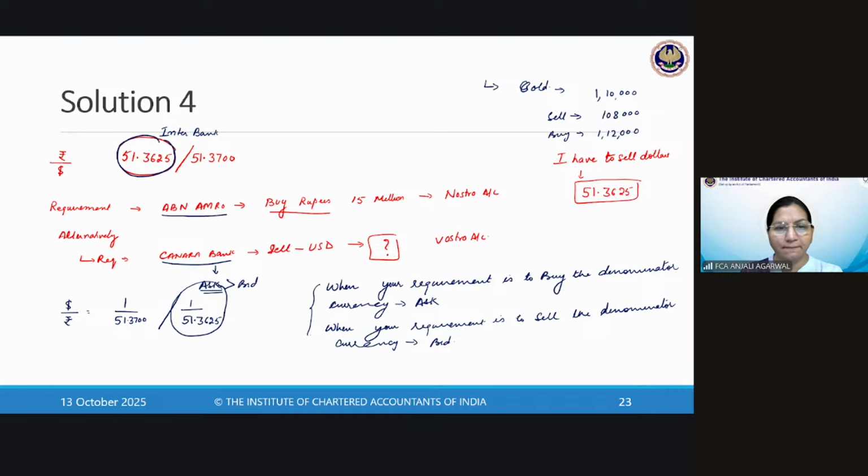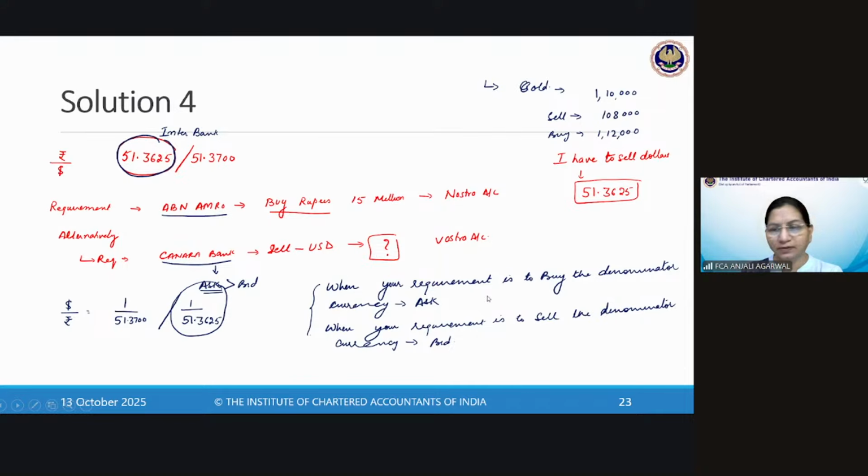3625. Yeah, ask will apply, 51.3625. If you want to sell rupee, bid will apply. If you want to buy rupee, ask will apply. If you want to sell dollars, bid will apply. If you want to buy dollars, 51.37. So this is the same thing. Buying dollars at 51.37 is equivalent to selling rupees at 51.37.